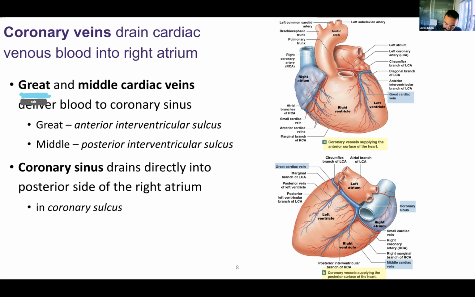The great cardiac vein is best seen from an anterior view. It delivers blood from the anterior side, and then it wraps around the back. So here it is on the posterior side. So the great cardiac vein is found in the anterior interventricular sulcus, heading into the coronary sulcus.